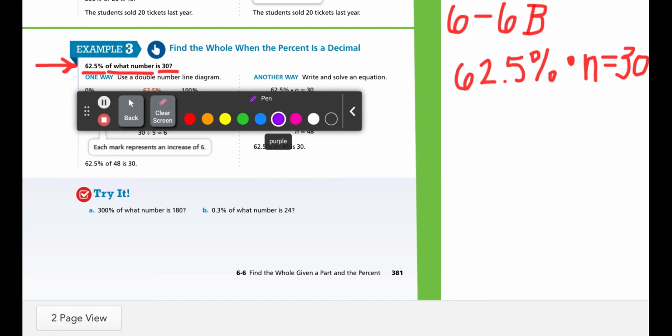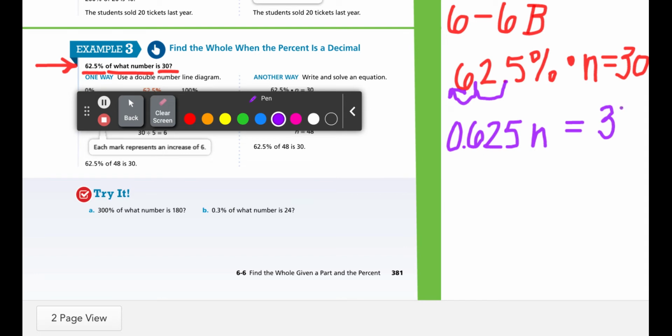When we rewrite a percent as a decimal, you move that decimal twice to the left. So then I would have 0.625 times n. I can just rewrite as n because when there's a coefficient and a variable right next to each other, that means multiplication, equals 30. So just rewrite that math sentence, and we're simplifying the numbers a little bit so it's easier for us to solve.